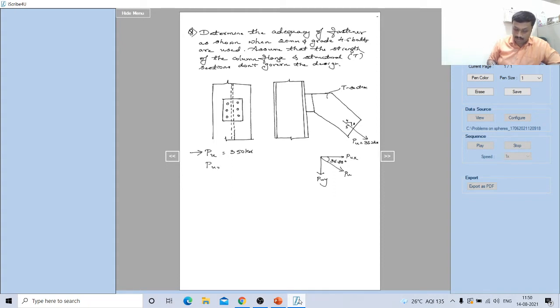So, Pux will be equal to 350 into cos 36.86, so it is 280.03 kN. Similarly, Puy will be equal to 350 into the vertical, it is the sine component, so it will be 210.6 kN. So bolt grade is 4.6, so fub is 400 N/mm².